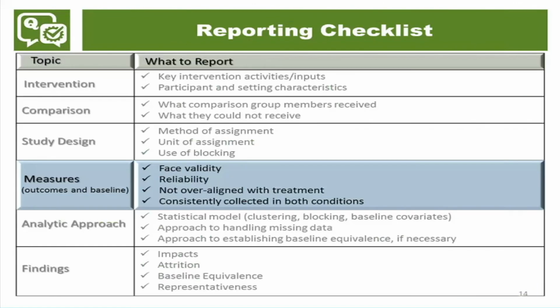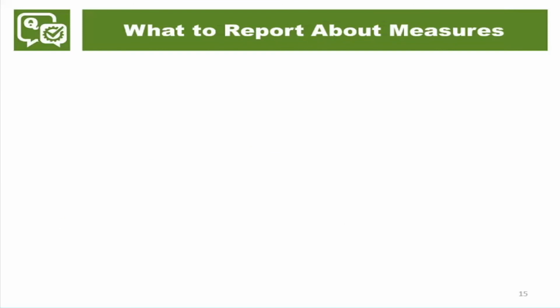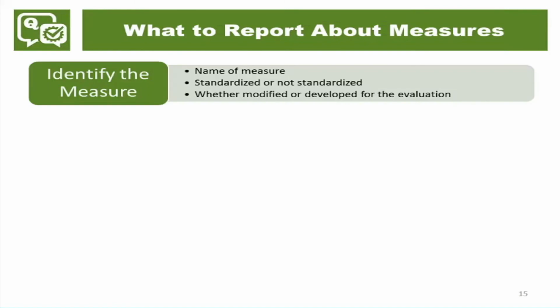Okay, next, we're going to talk about information that you need to report about outcome measures and baseline measures, including face validity, reliability, over-alignment, and consistency of data collection. So your report should clearly identify each outcome measure and each baseline measure used in the evaluation, whether they're standardized or not, and whether they were modified for the evaluation.